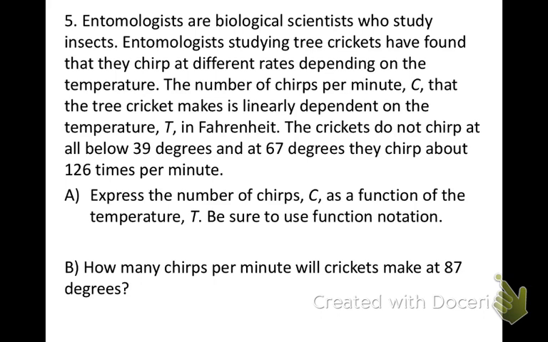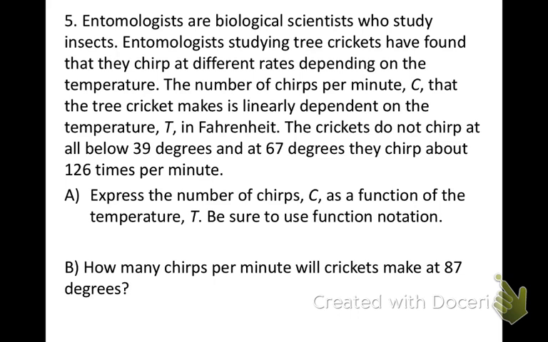It says, entomologists are biological scientists who study insects. Entomologists studying tree crickets have found that they chirp at different rates depending on the temperature. The number of chirps per minute C that the tree cricket makes is linearly dependent on the temperature T in Fahrenheit. The crickets do not chirp at all below 39 degrees, and at 67 degrees, they chirp about 126 times per minute. So they give me the variables in this problem again.